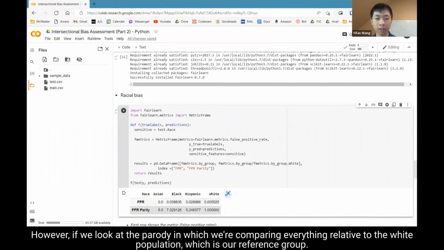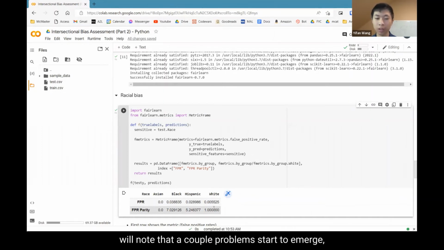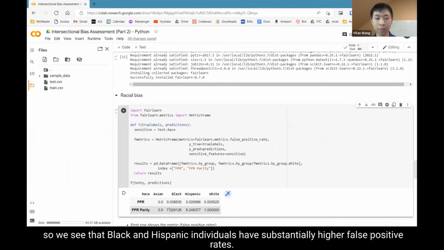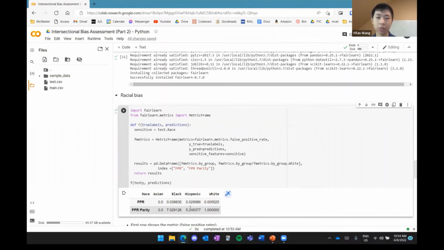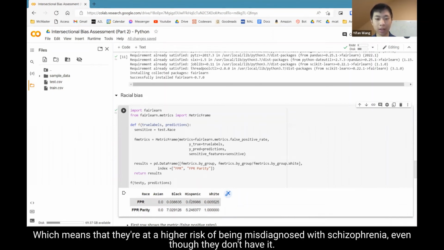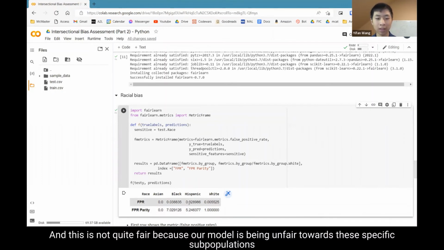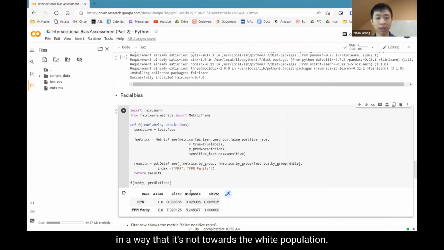However, if we look at the parity in which we're comparing everything relative to the white population, which is our reference group, we'll note that a couple problems start to emerge. So we see that Black and Hispanic individuals have substantially higher false positive rates, which means that they're at a higher risk of being misdiagnosed with schizophrenia, even though they don't have it. And this is not quite fair because our model is being unfair towards these specific subpopulations in a way that it's not towards the white population.